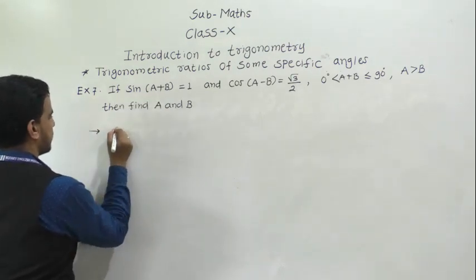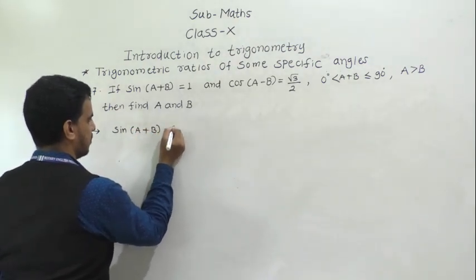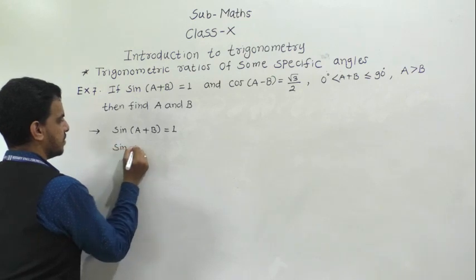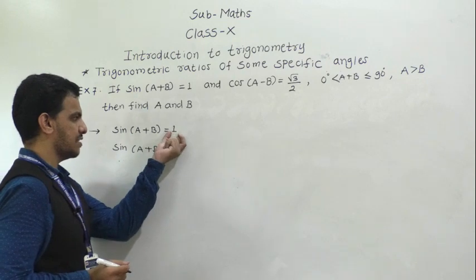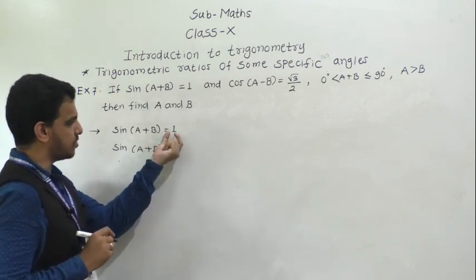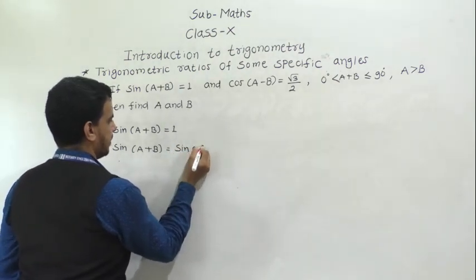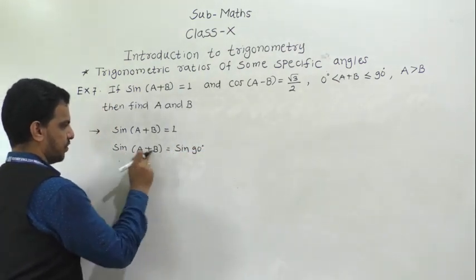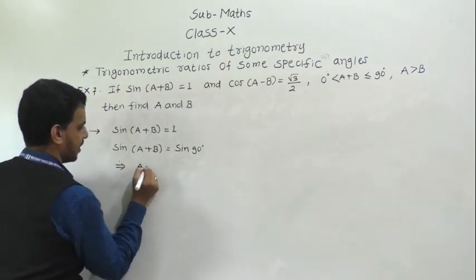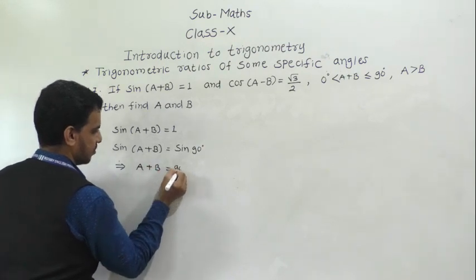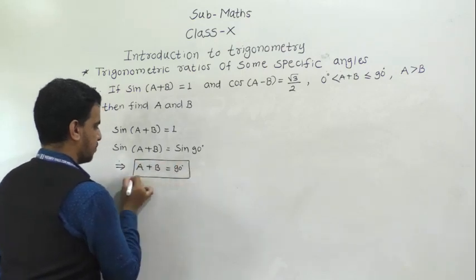Okay, so first we will start from what is given. Sine of (a plus b) is equal to 1. For which angle is the sine value 1? That is 90 degrees. So sine 90 degrees is equal to sine of (a plus b). So if sine of (a plus b) is equal to sine 90 degrees, the value of a plus b is 90 degrees. This is equation 1.